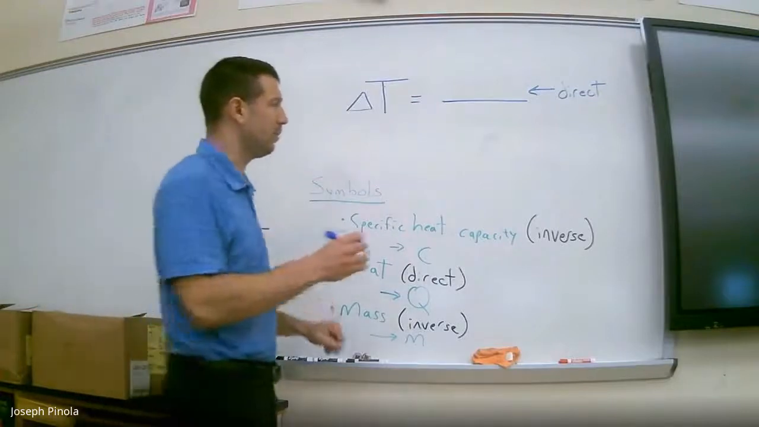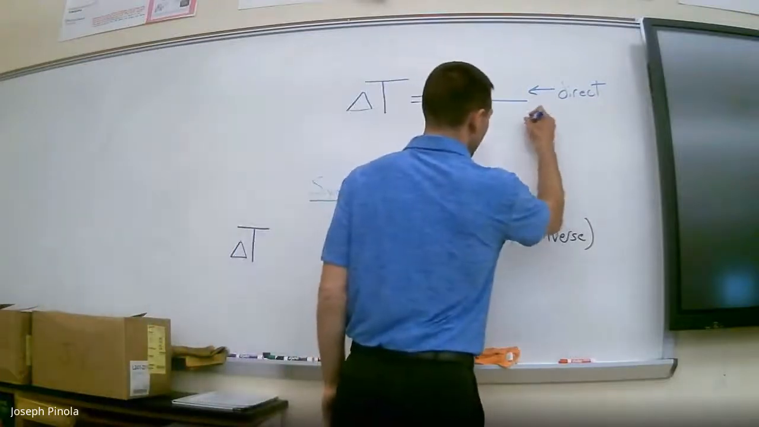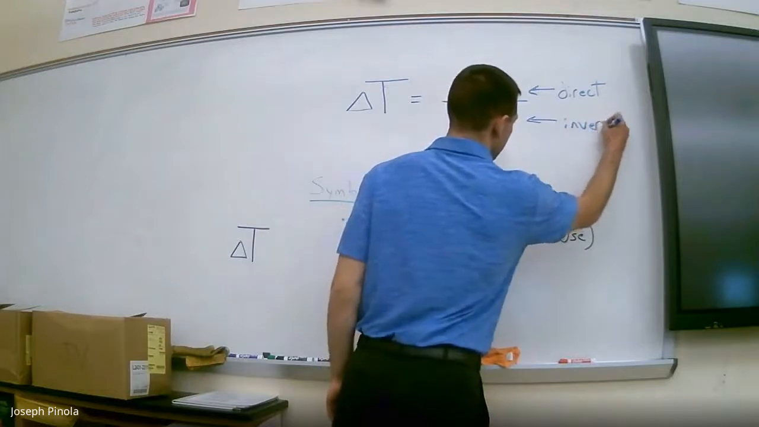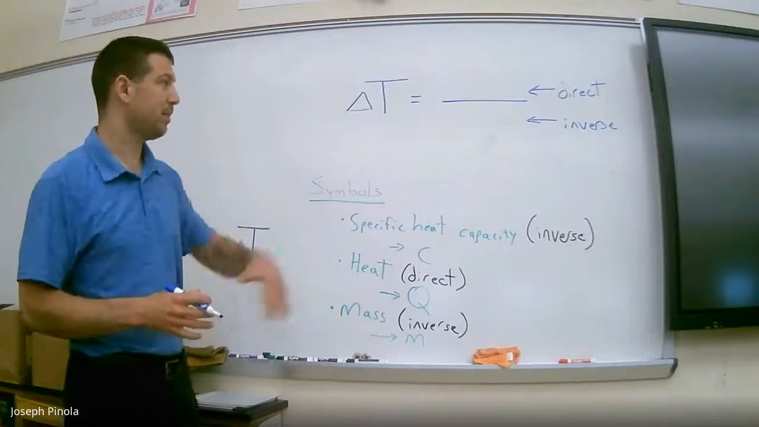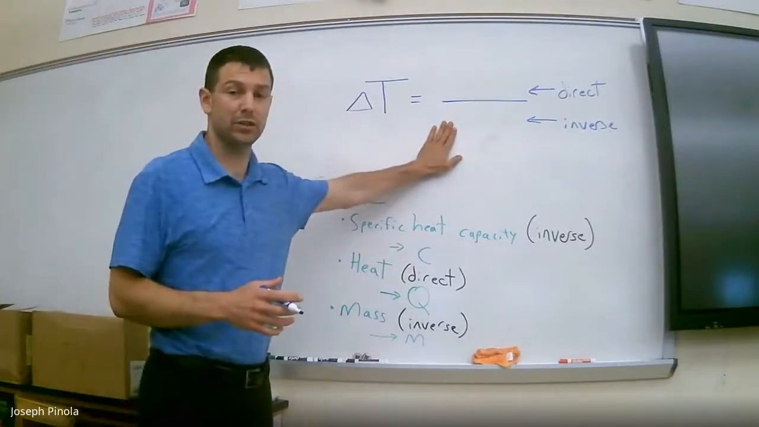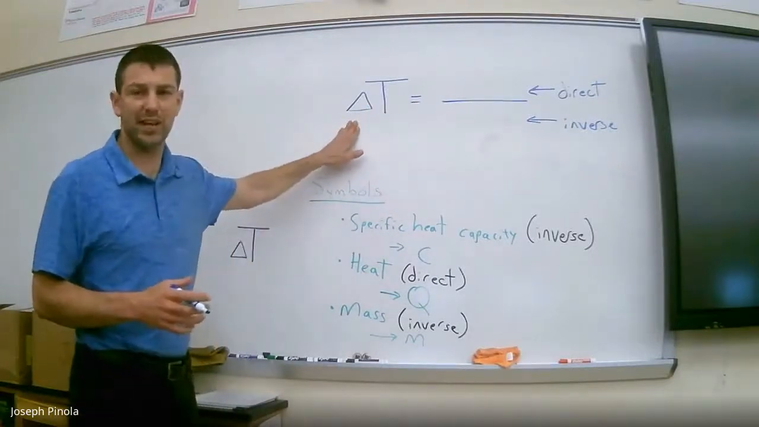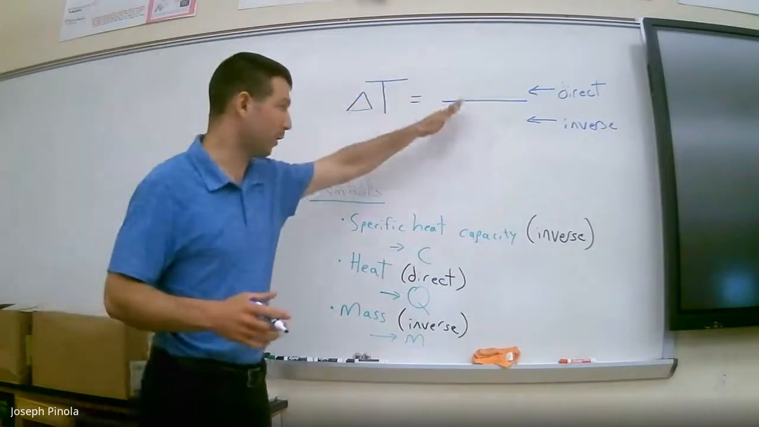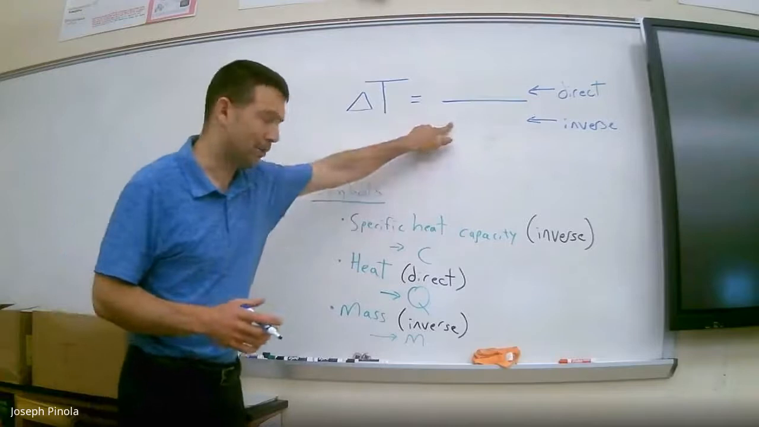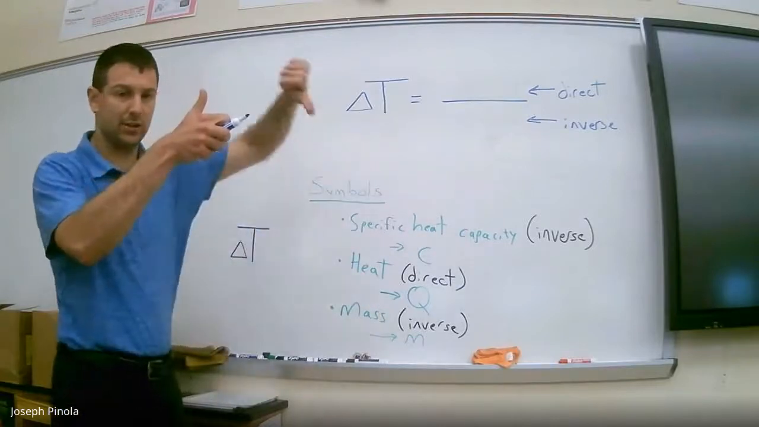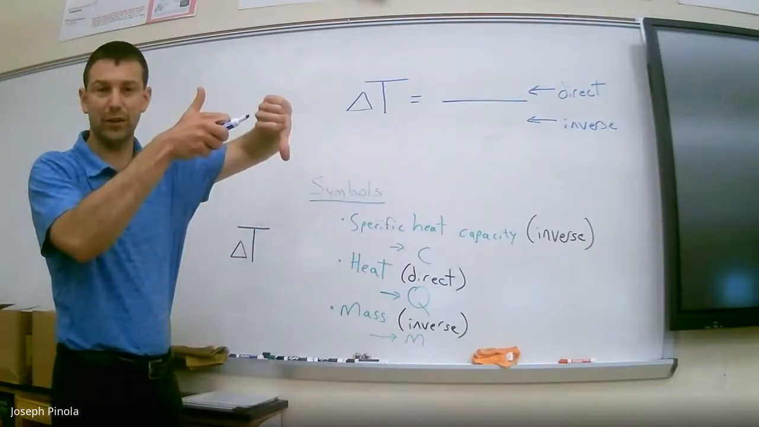Factors that we put in the bottom of our fraction will have inverse relationships with the answer. That's because if the denominator of a fraction goes up, the answer actually goes down. Just like 1/4 is a smaller value than 1/2. If the number on the bottom is bigger, the answer is smaller. That's inverse.